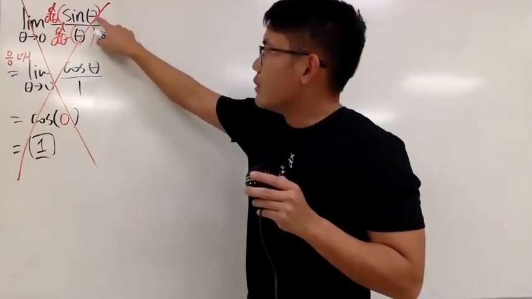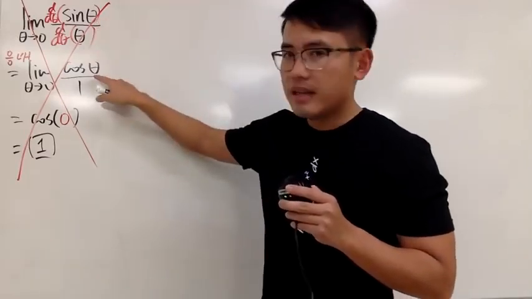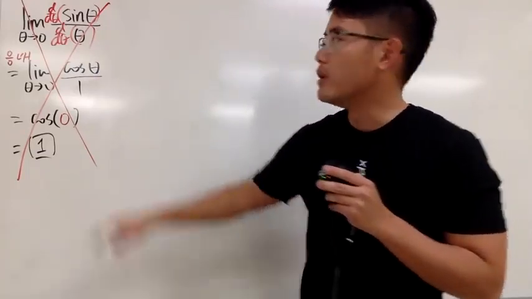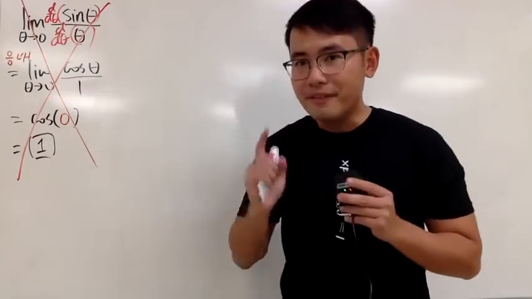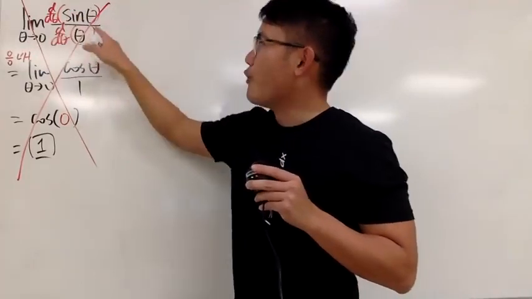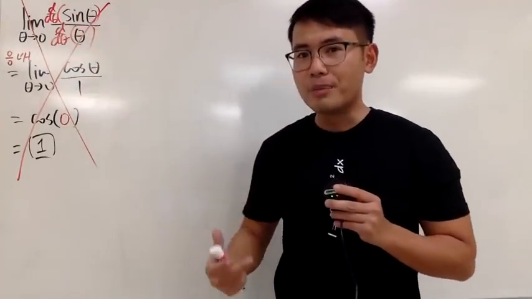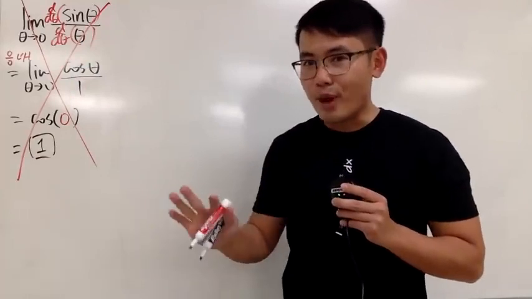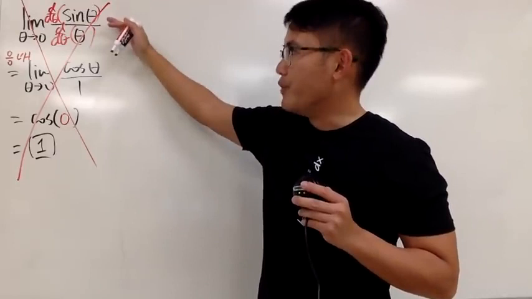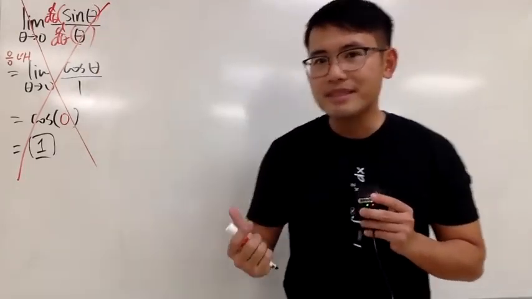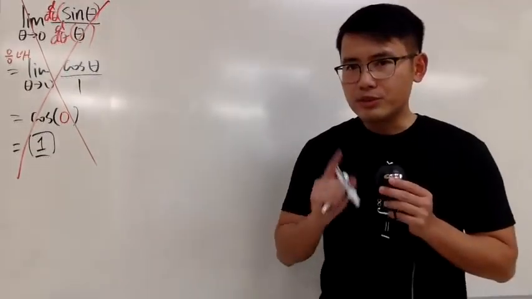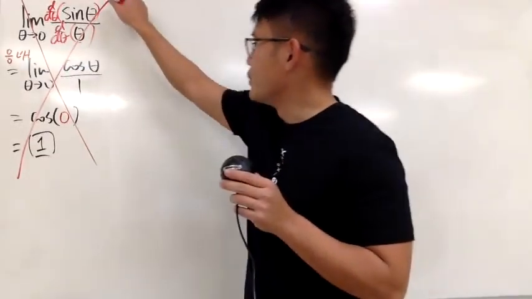The issue is that when you differentiate sine theta, yes, the answer is cosine theta, but how do you know that? If you look back to the proof of the derivative of sine theta, you need to first know what the limit as theta goes to 0 of sine theta over theta is, before you can talk about the derivative of sine theta. In other words, we cannot use L'Hopital's rule to figure this limit out, because otherwise this is what we call circular reasoning. That's really bad, right?